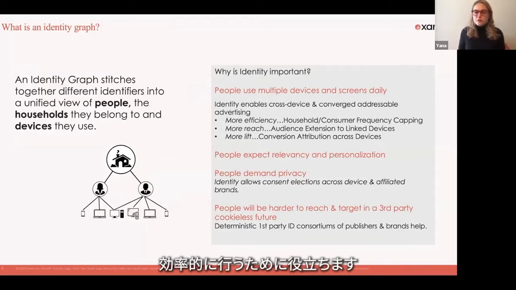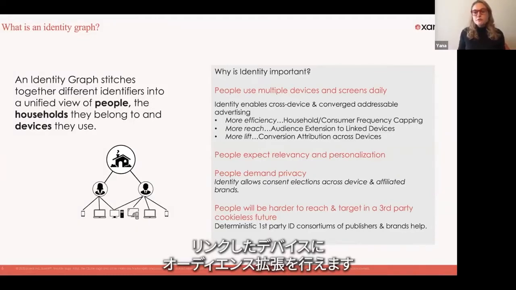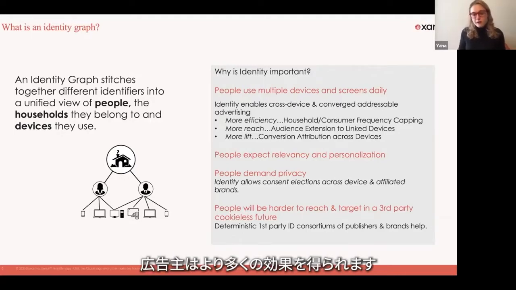So you can do household consumer frequency capping. You can actually achieve better reach for your consumers. So you can do audience extension to linked devices. It helps advertisers to have more lift.